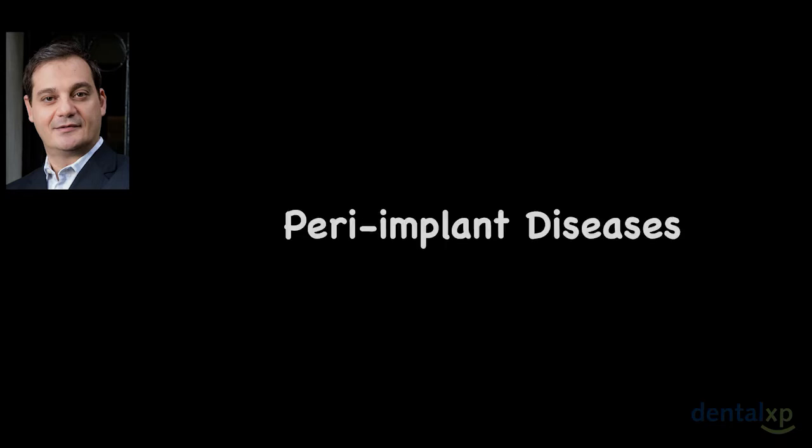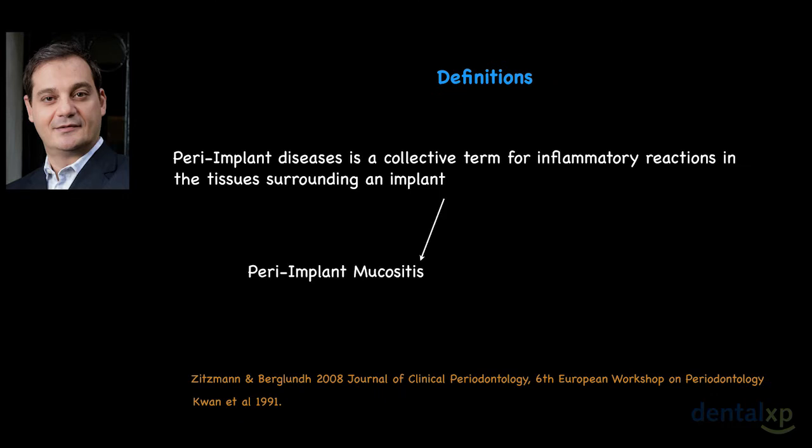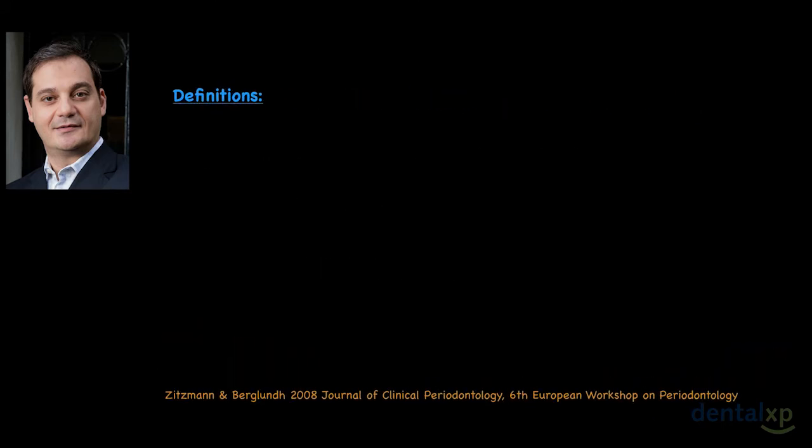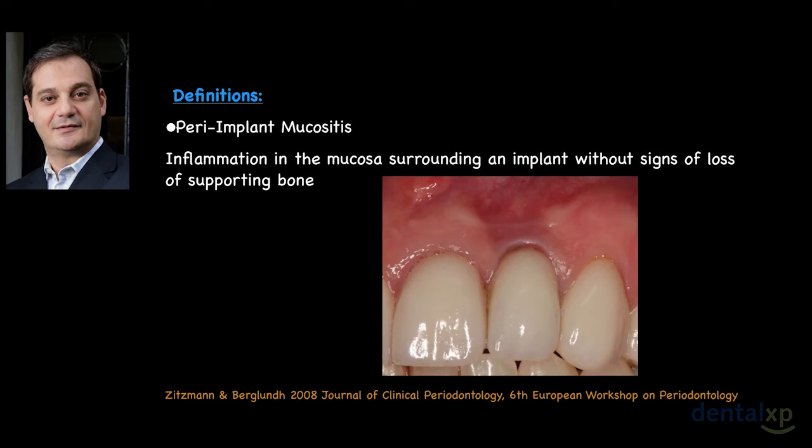But let me start by defining the peri-implant diseases. And I say diseases because there's twofold to that. One is called the mucositis and one is called the peri-implantitis. When we look at the 6th European workshop, when they define the peri-implant mucositis, it says that it's the inflammation in the mucosa surrounding an implant without signs of loss of supporting bone. And when we look at it clinically, you can see the inflamed tissue, edematous, some purulence present at the neck of the implant, but no sign of bone loss.